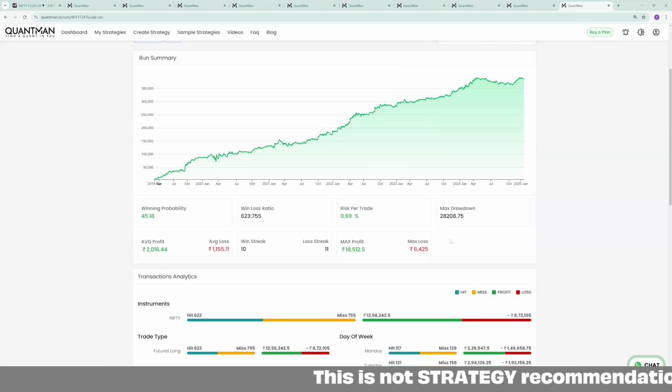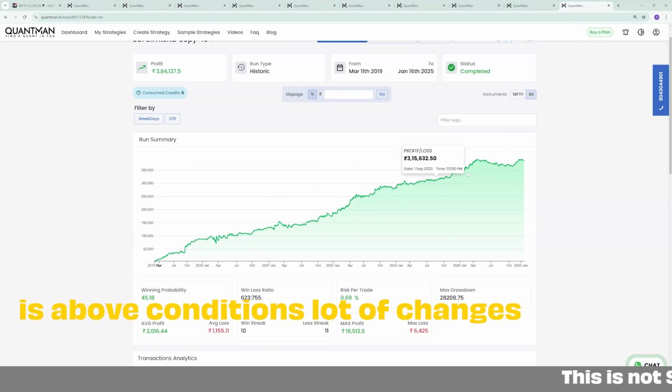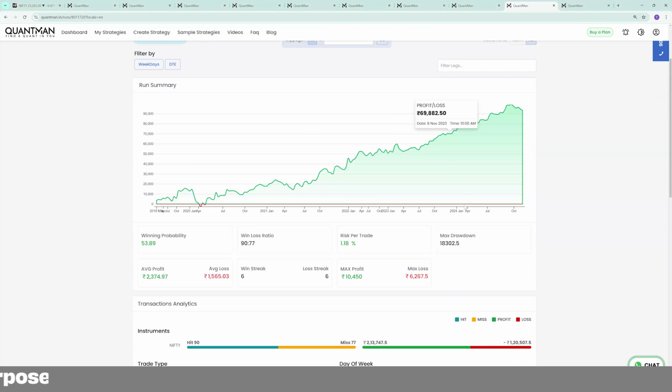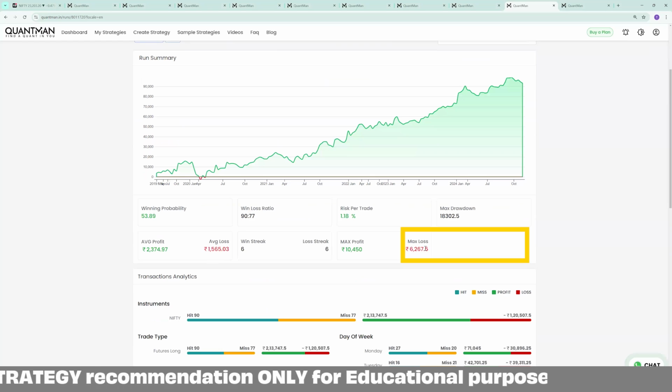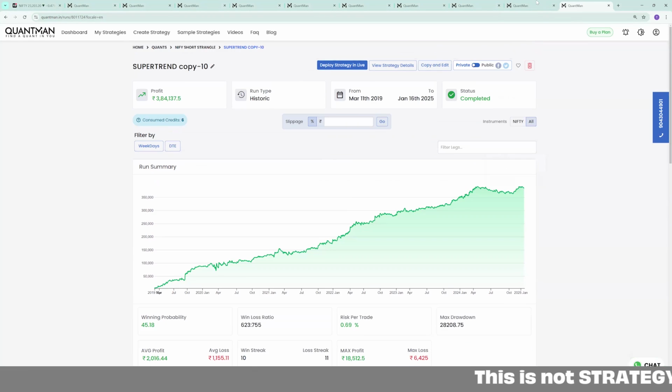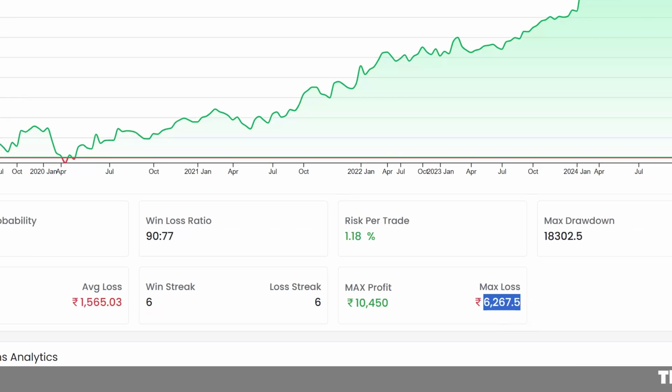But in this is above condition, you need to incur a lot of charges. Better you go with this strategy for backtest purposes. Here it reduces the drawdown also. Now here the maximum stop loss is 6,000 for both. So I need to reduce the stop loss.